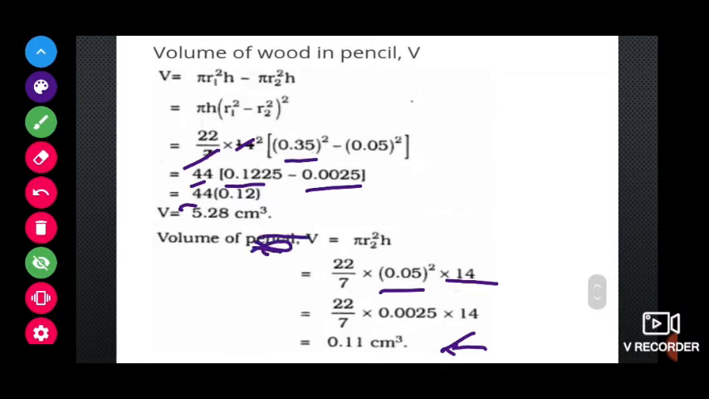Volume of the graphite, children, not the pencil. Volume of the graphite is pi R2 square H. R2 is the radius of the graphite. Okay. Now that's what they are asking. What is the volume of the wood? We found it here. And what is the volume of the graphite? We found it here. That's it, children.